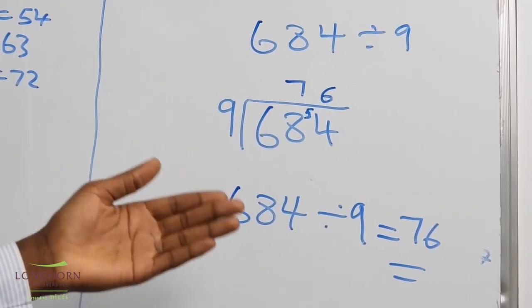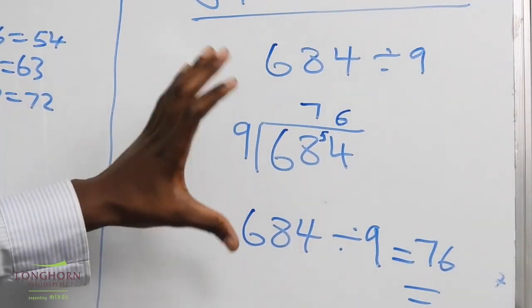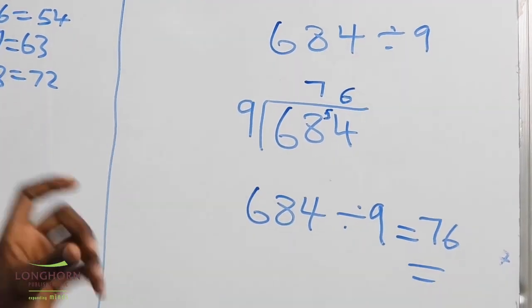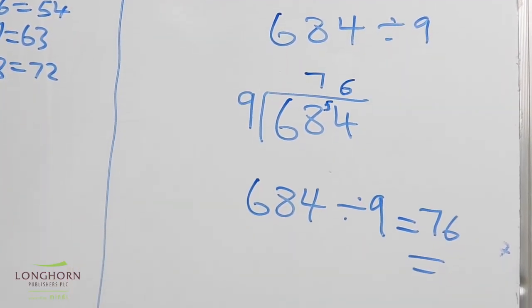It is just the same as the long method, only that we write very few details and we do our division accurately to get the correct answer.